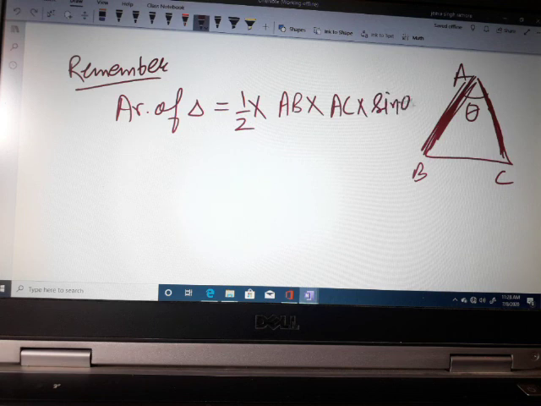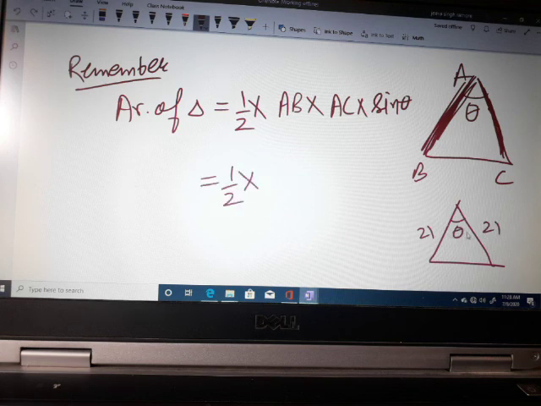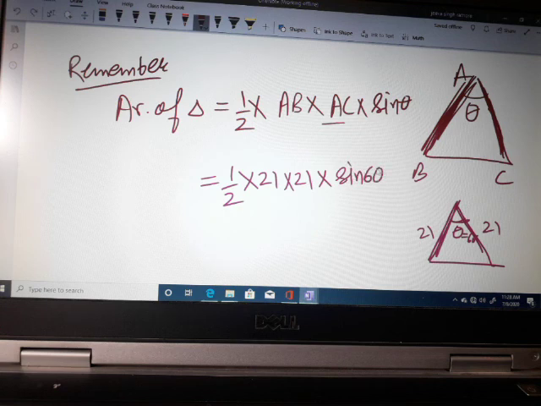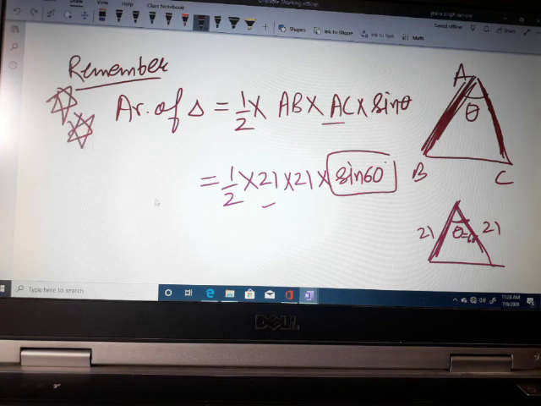Sine of theta. So already in the question that was equal to 21, that was 21, that is theta. That's why I use this formula: 1 by 2, theta equals 60 degrees, that was 21, that is the side AC, 21 into sine of theta, that is sine of 60 degrees, and putting this value from trigonometry I solve. I hope you understand. This is a very important formula.